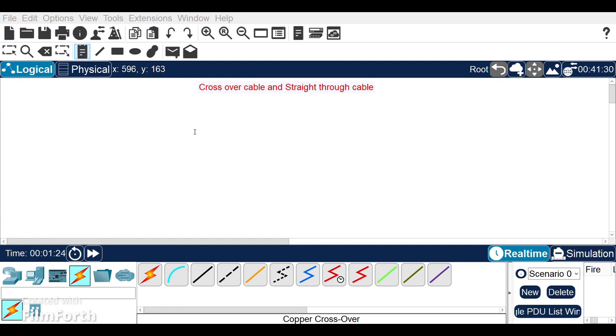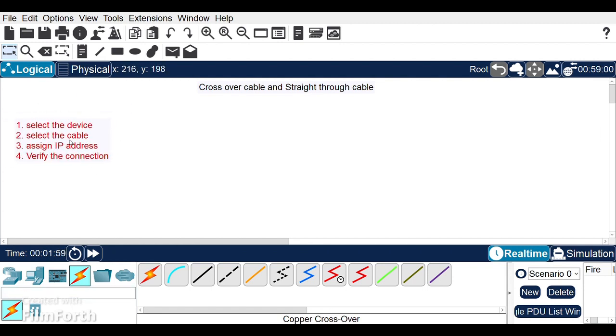Number one, select the device. Always do this. Select the device. Number two, select the cable that is needed. Number three, assign the IP address. Number four, verify the connection.